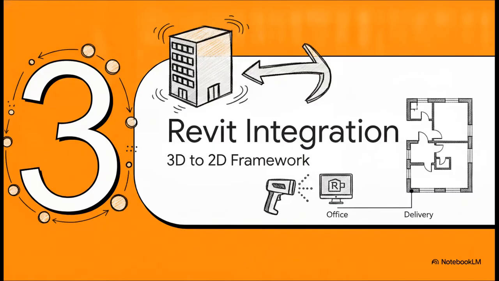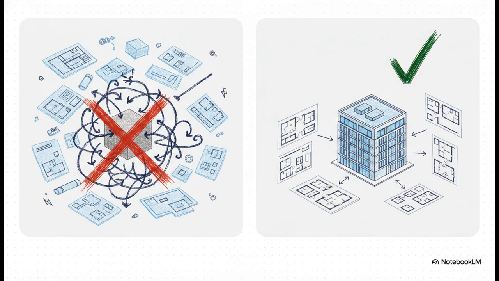All right, Section 3, Trion's Seamless Revit Integration, the 3D to 2D framework. Think about the traditional workflow for a second. Teams take 2D drawings and manually try to build a 3D model from them. That creates massive friction.